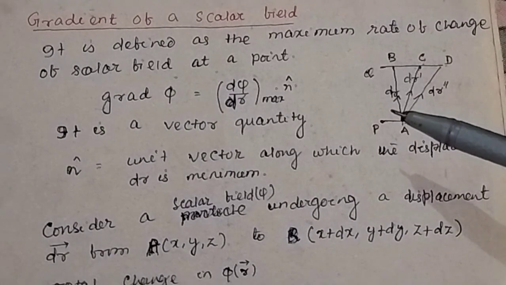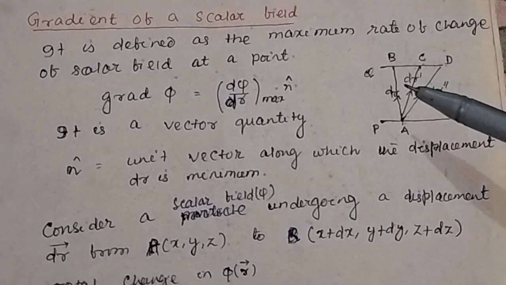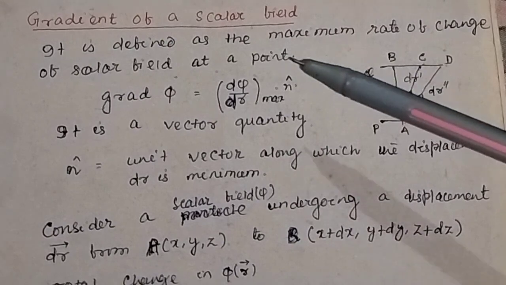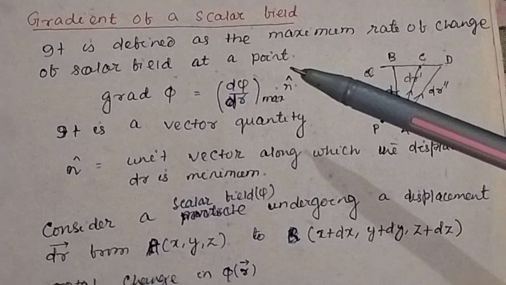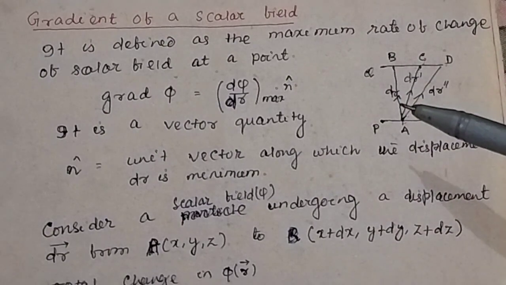Okay, and this is the geometrical interpretation. That is, the gradient is defined as the maximum rate of change of a scalar field at a point. This is the geometrical interpretation. And what is the physical significance?